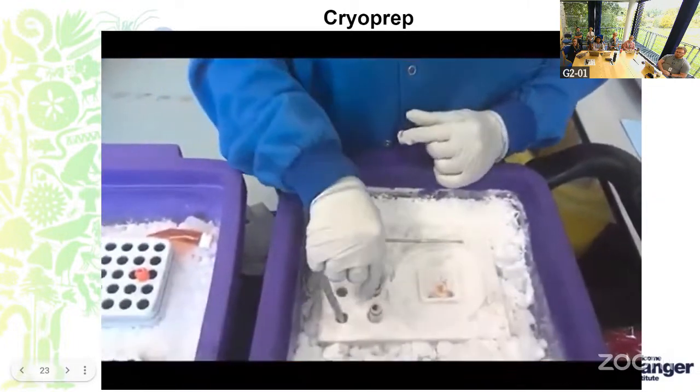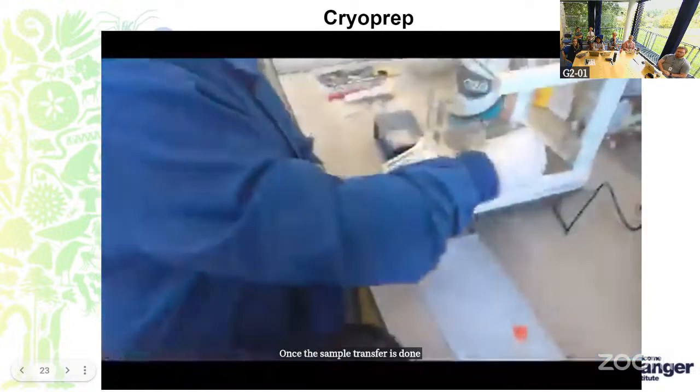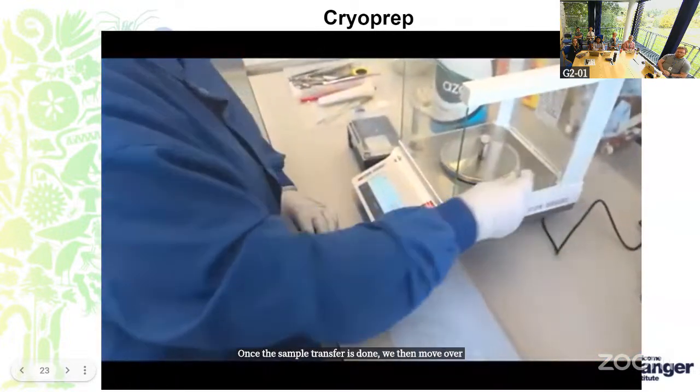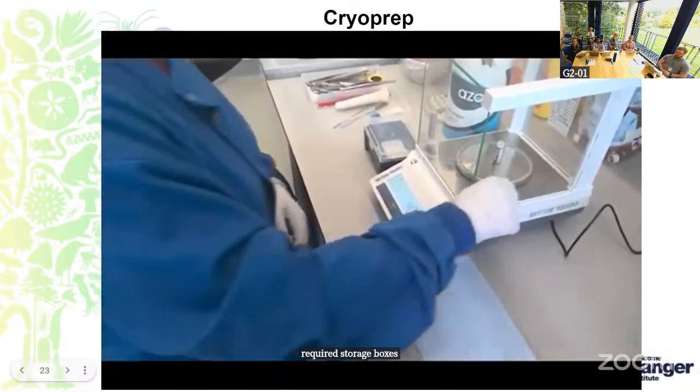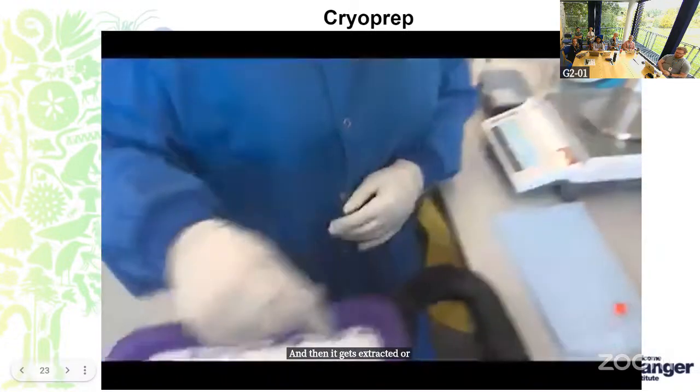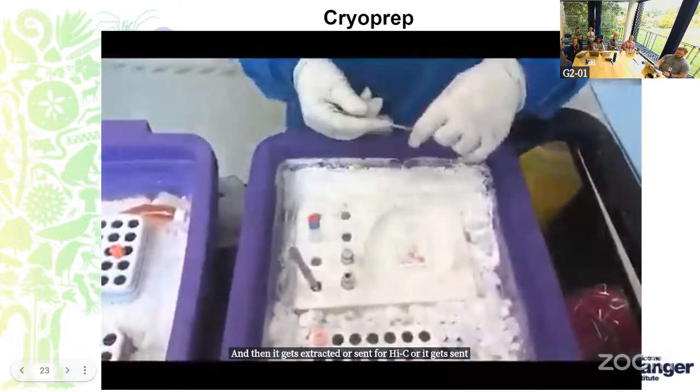Once the sample transfer is done, we then move it to its required storage boxes, and then it gets extracted or sent for Hi-C, or it gets sent for iron extraction.